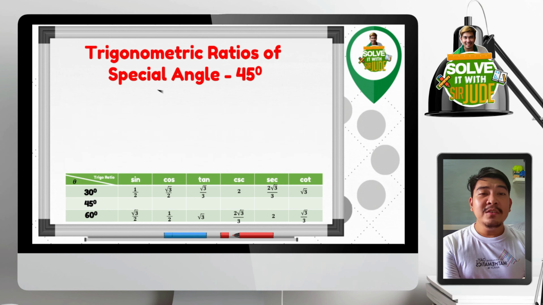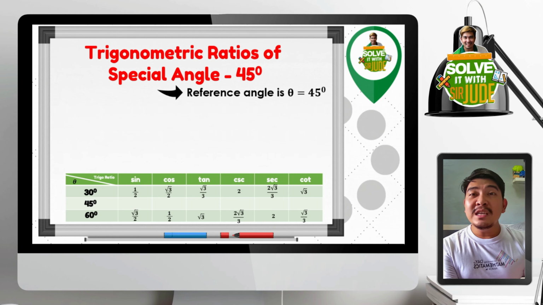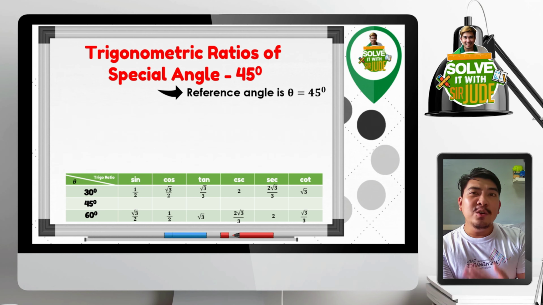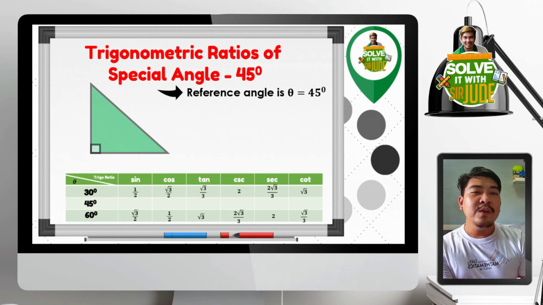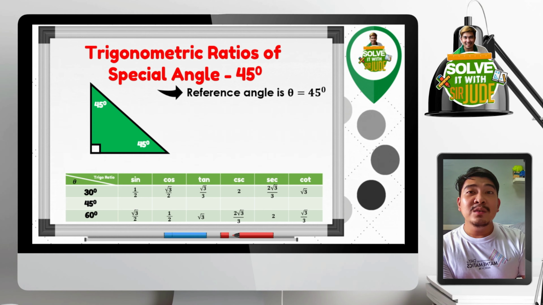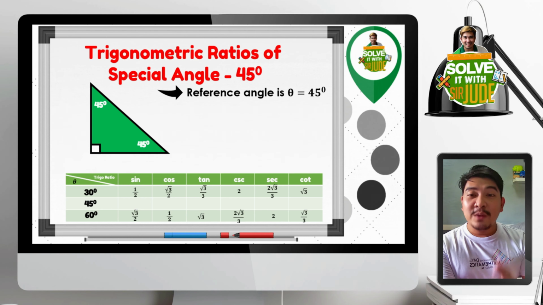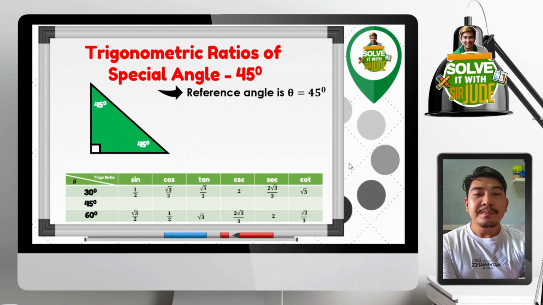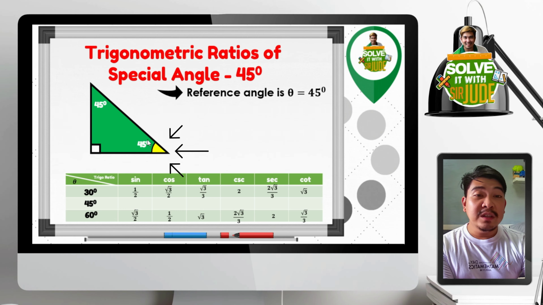So to get the 45 degree angle, we will be using the reference angle theta, which is equivalent to 45 degrees. So for 30 degrees and 60 degrees angles, we use the 30, 60, 90 right triangle. For this one, for 45, we will be deriving the values using the isosceles right triangle or the 45, 45, 90 right triangle. So let us use this 45-degree angle, so our reference angle.